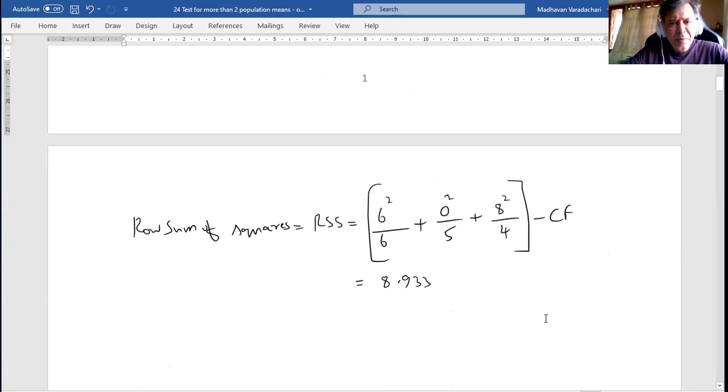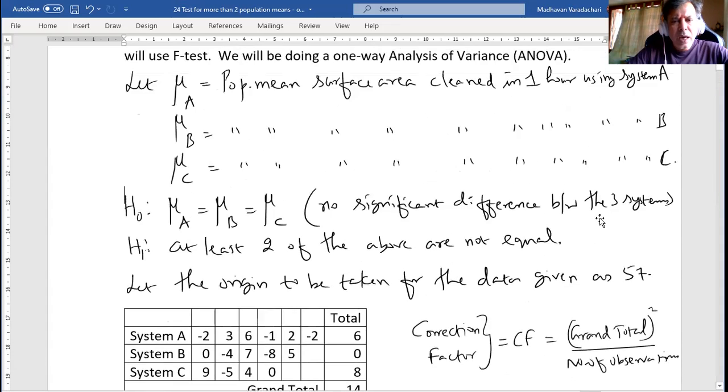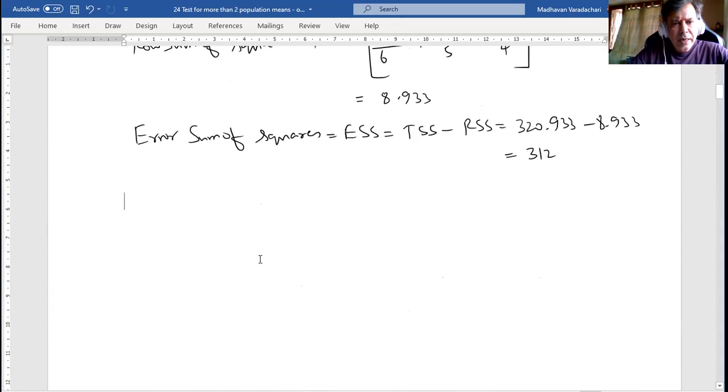So we got now total sum of squares and row sum of squares. The next step is to find out error sum of squares, which is ESS, that is calculated as total sum of squares minus row sum of squares, which is 320.933 minus 8.933. The result will be 312. So once we arrive at these values, we can now create what is called as ANOVA table.